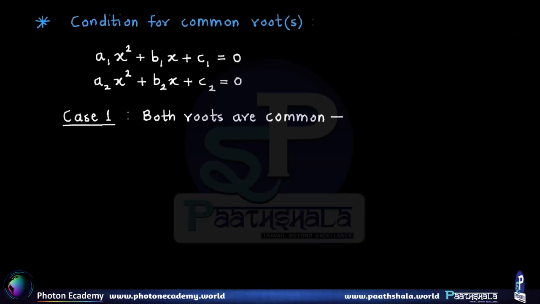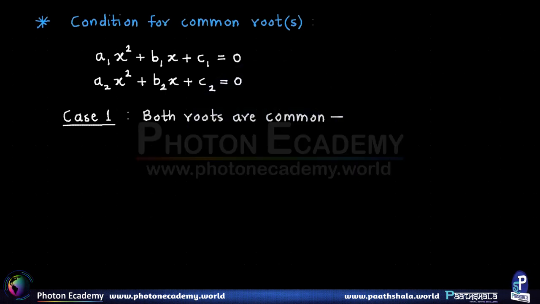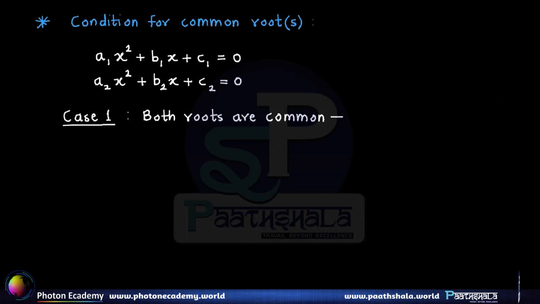Now let us derive the condition for the possibility of common roots between two quadratic equations. So if we denote the two quadratic equations as shown here, it is a1x square plus b1x plus c1 equal to 0 and a2x square plus b2x plus c2 equal to 0. Now here we consider the first case, that is let's say both of the roots are common.